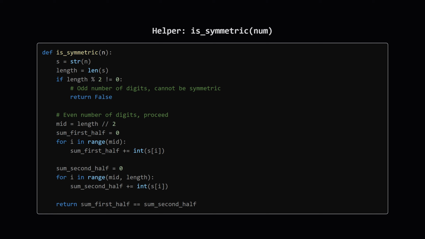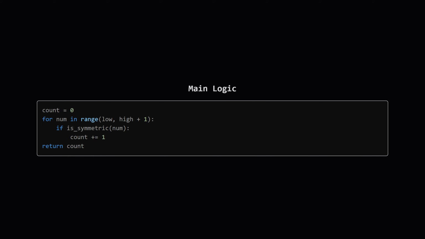If it is even, we calculate the middle point, mid, which is just the length divided by 2. Then, we need to sum the first half. We can loop from the beginning of the string up to the middle index, converting each character back to an integer and adding it to sum_first_half. Similarly, we loop from the middle index to the end of the string, summing up the digits for the sum_second_half. Finally, we just return whether these two sums are equal. That's it. Now, with our handy helper function ready, the main part of the solution becomes super simple.